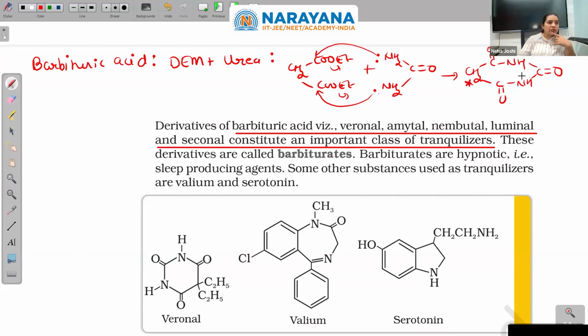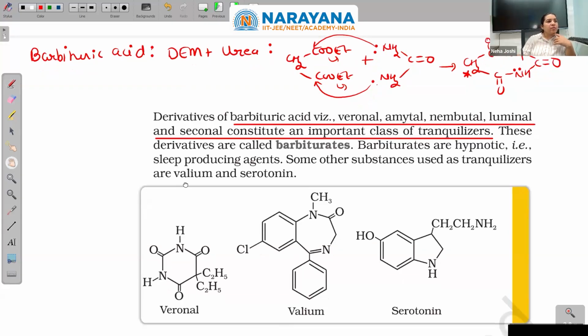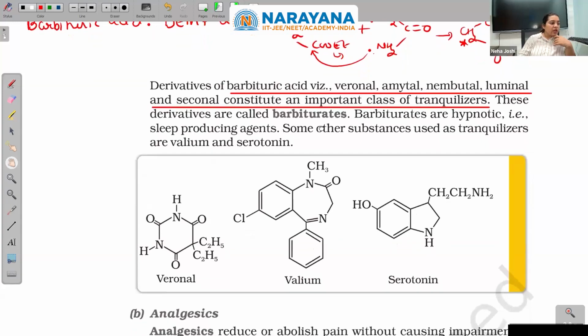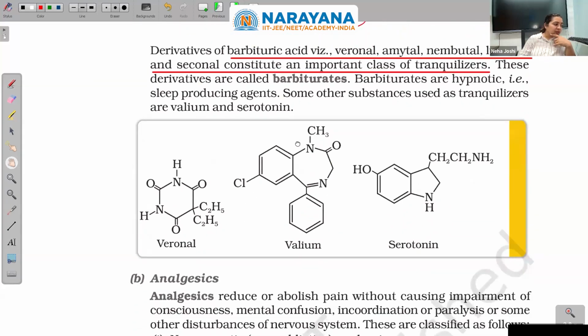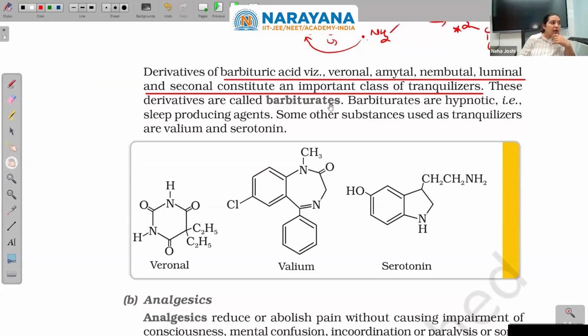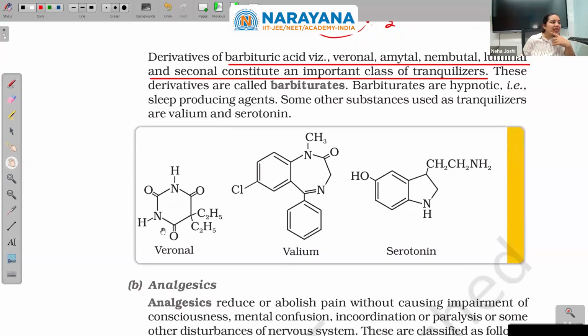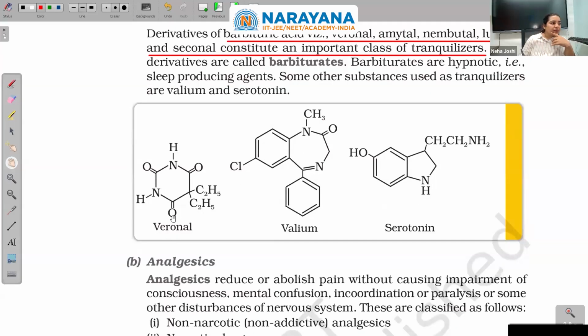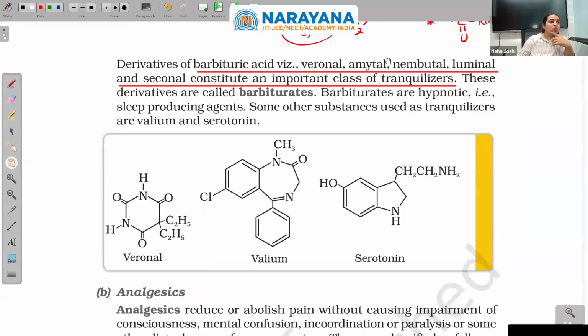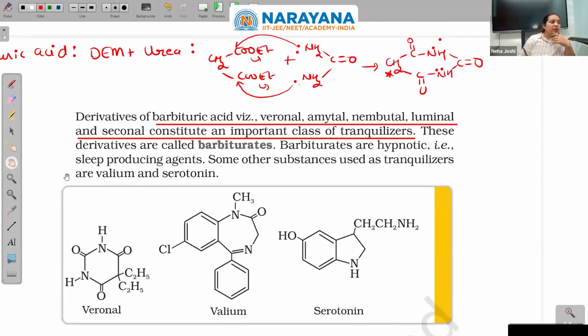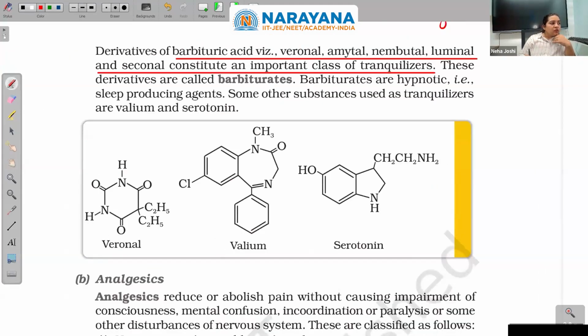Of course, there are other sites also. But these lone pairs are in resonance. If I change this, I will have different barbiturates. This is barbituric acid. When I make the alkyl derivatives of these, then they are called barbiturates. Now if you see, this is the dialkyl derivative, diethyl. If these two H are changed by two ethyl, then it is veronal. Very common. That is how it is made.